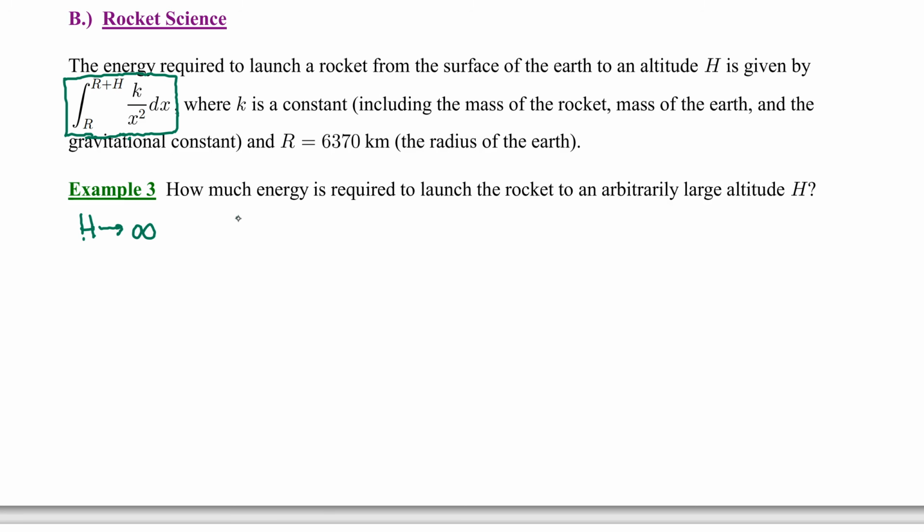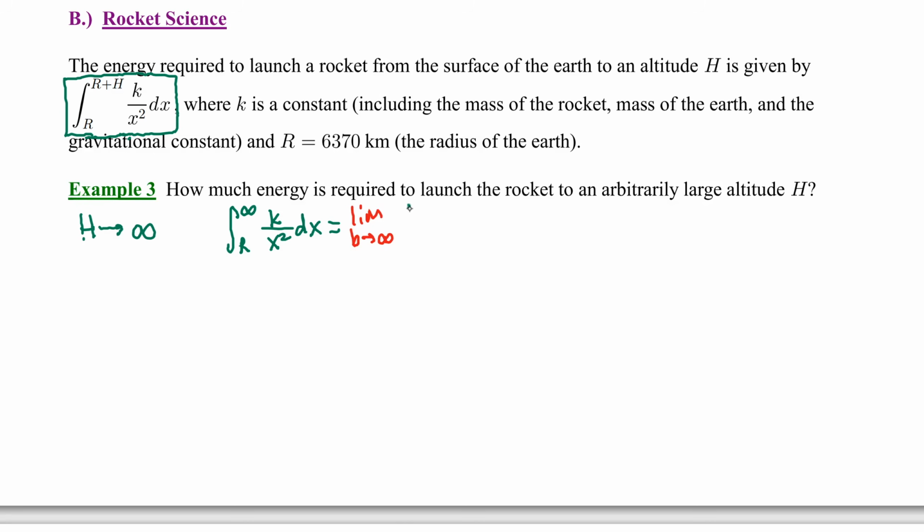So we need to calculate the integral from r to r plus infinity, or we can just call that infinity, of k over x squared dx. Notice this is an improper integral because it has an infinite upper limit. So we need to make it proper using our limit operator. So we'll introduce our limit operator and a new upper limit, let's just call it b.